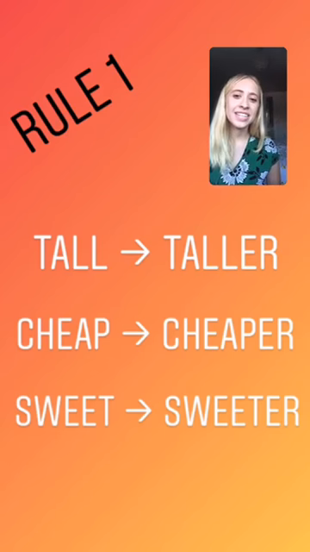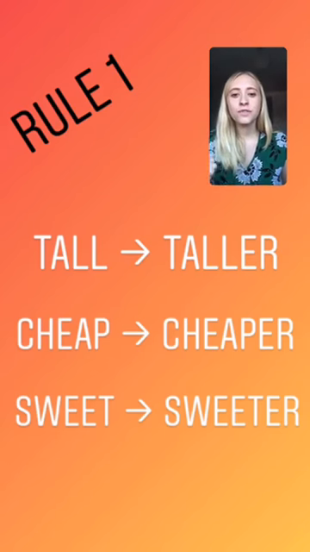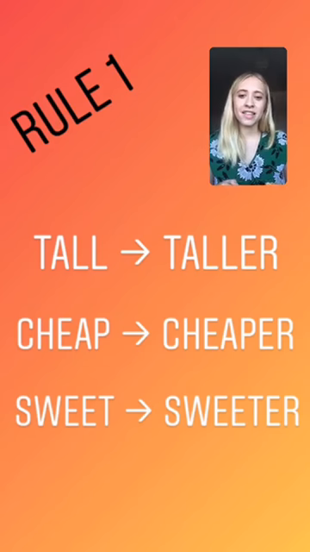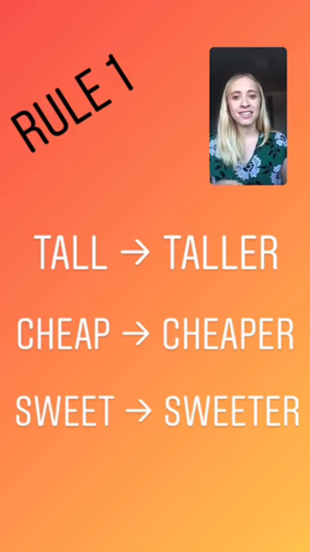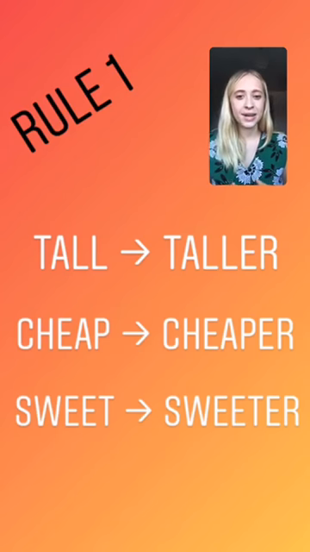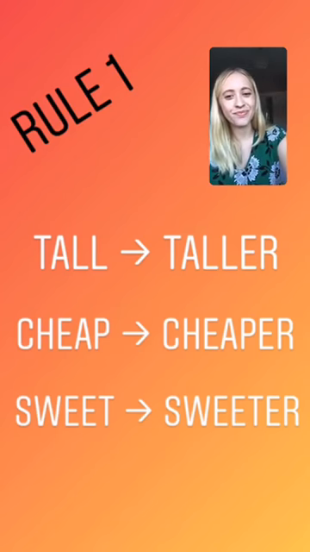In a sentence we would say Sophie is taller than Tom. For cheap, we could say buses are cheaper than taxis. And for sweet, we could say chocolate is sweeter than pasta, for example.